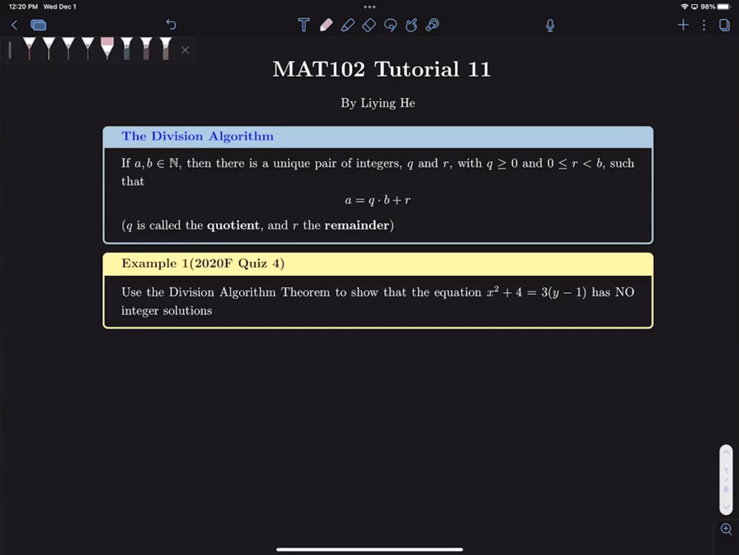Example 1. Let's do this. Division algorithm. It looks really simple, but sometimes you just don't realize you need to use it, or you have to use it. So this is saying that if A, B are natural numbers, then you have a unique pair.